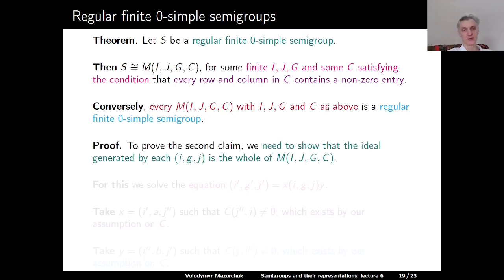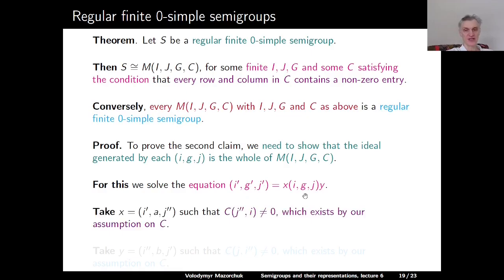Proof. To prove the second claim, we need to show that the ideal generated by each element (I, G, J) in the Riesz matrix semigroup is the whole Riesz matrix semigroup. And for this, we need to solve the equation. We start with our element, we multiply with some x on the left, we multiply with some y on the right, and we need to get any (I', G', J').